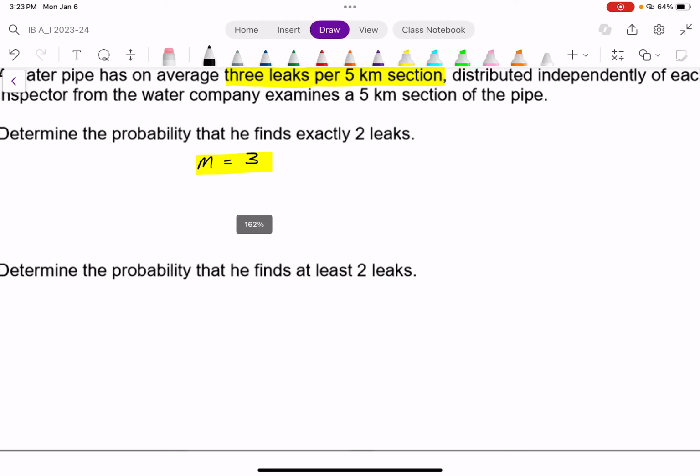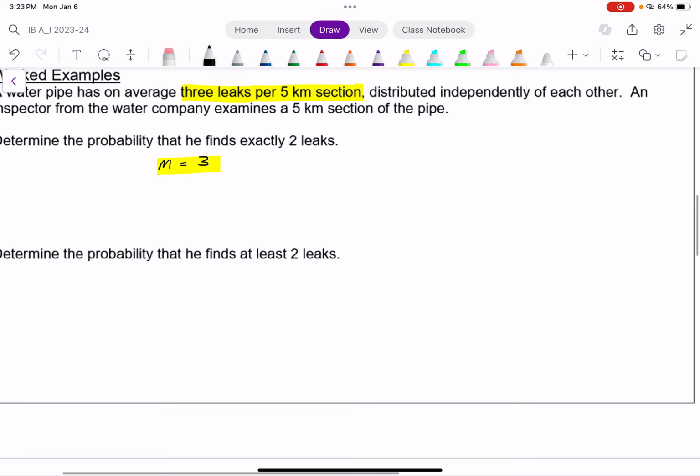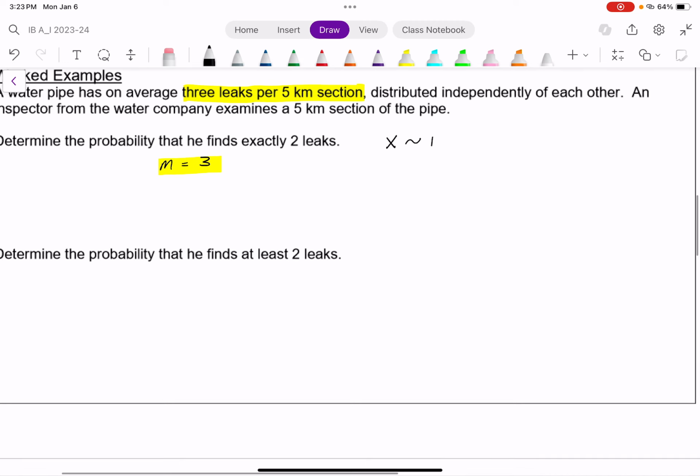And so I'll start a bit more formally. I'll say we have a random variable x that is distributed with a Poisson distribution, in which the mean is 3, and that's all we need. So that's a formal way of showing the distribution.